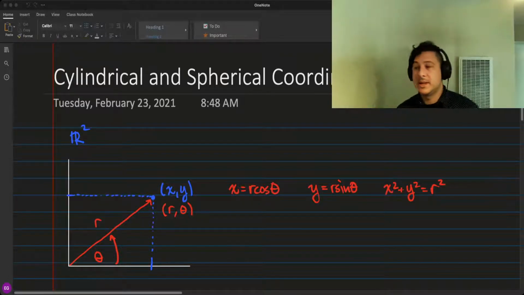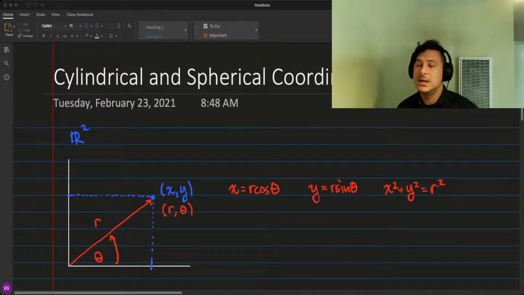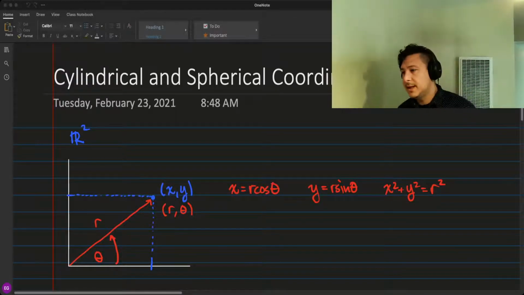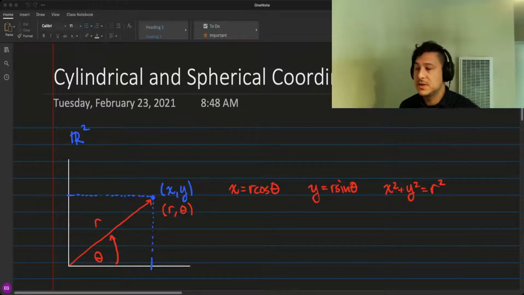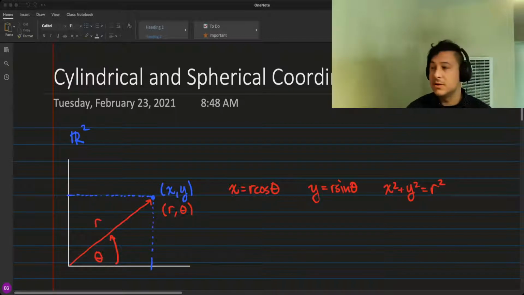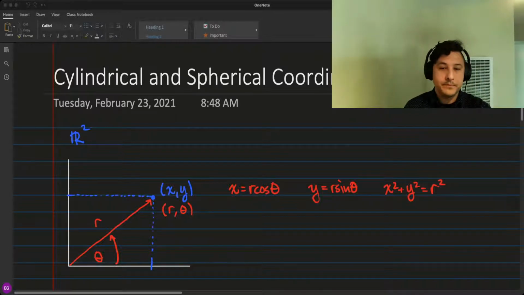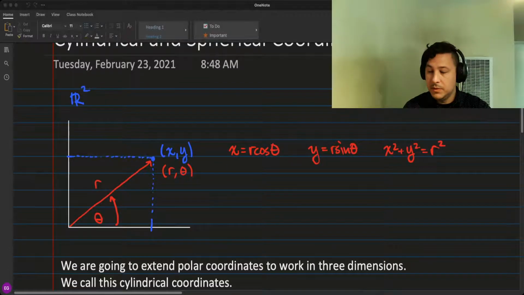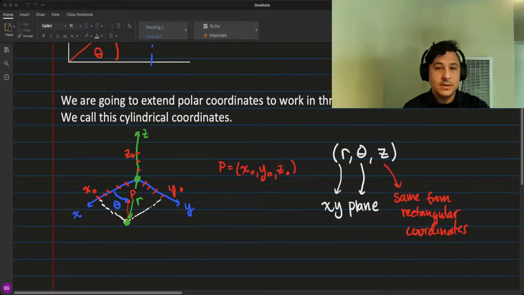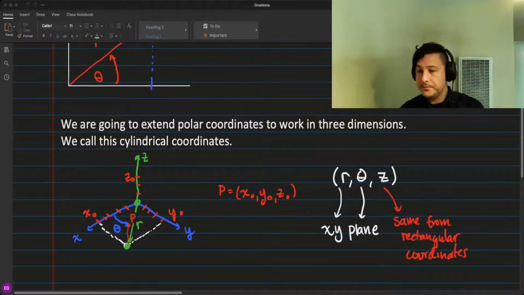And we have some formulas that allow you to translate between them, like x equals r cosine theta, y equals r sine theta, and then we know that x squared plus y squared equals r squared. Using all these things, you could translate between polar coordinates and rectangular coordinates in the plane. So what we want is to extend this to work in 3 dimensions, not just in 2 dimensions.